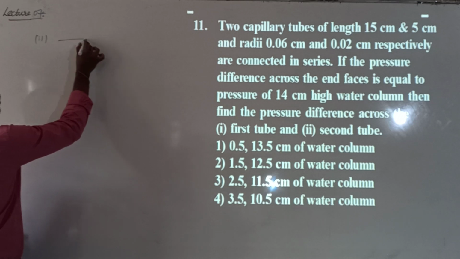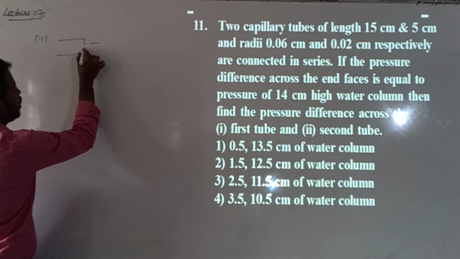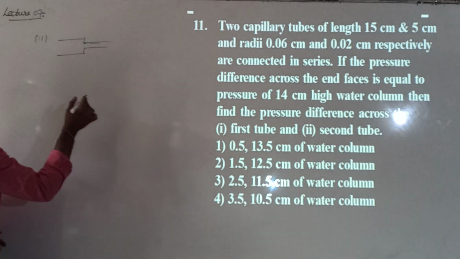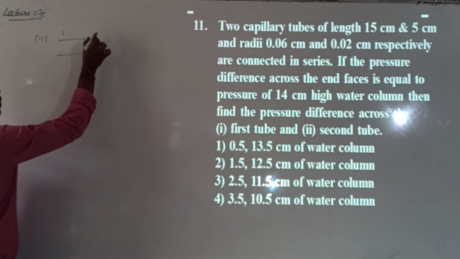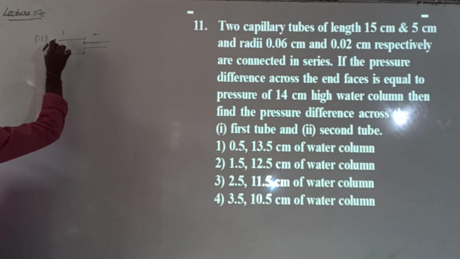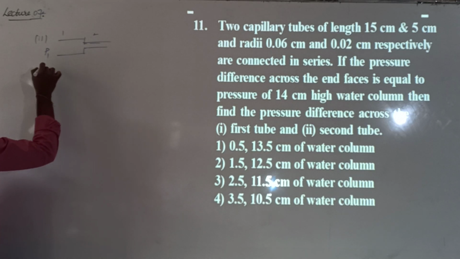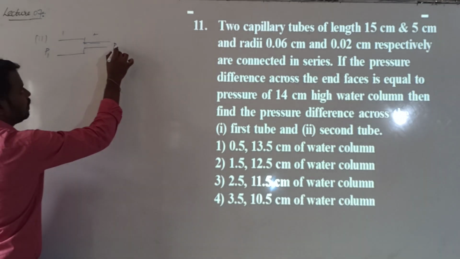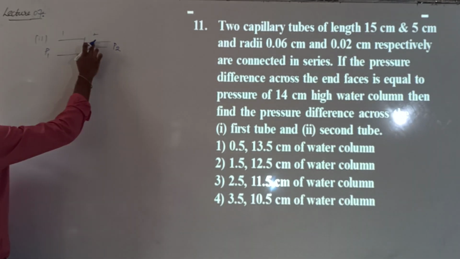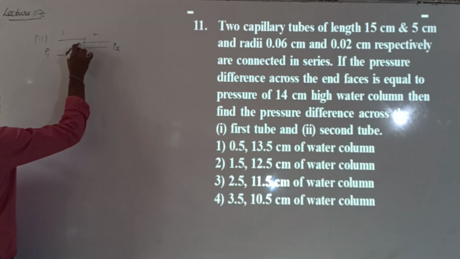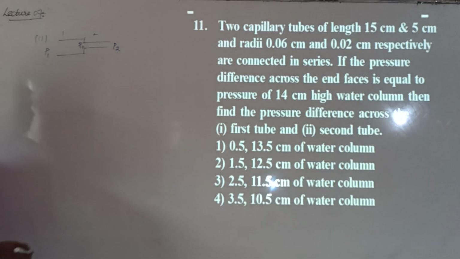And these two capillary tubes are there. The two capillary tubes are connected in series. This is the first tube, second tube. Let me call the pressure at one end of the first tube P1 and at the far end of the second tube P2. The pressure at the common interface, let me call it P0.